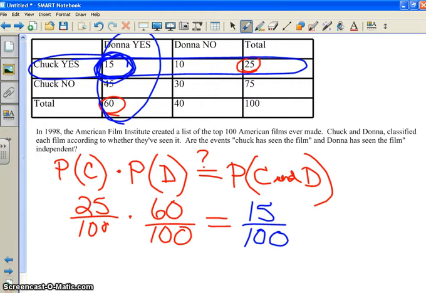Out of 100. And believe it or not, when you multiply 25 100ths times 60 100ths, we get 0.15, which happens to be the same as 15 100ths. So these two events, Chuck seeing the film and Donna seeing the film, are independent events, because the probability of C times the probability of D is equal to the probability of both.